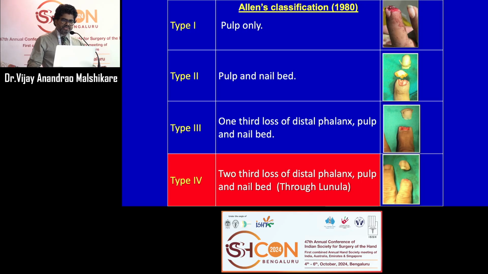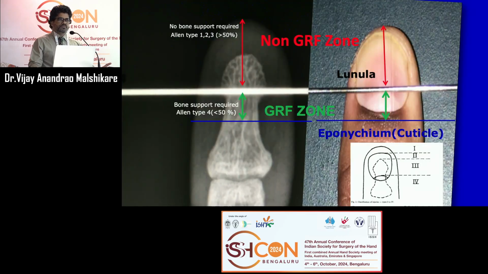Coming to the Allen classification, he classified it in 1980. We are interested in type 4 amputation, where there is loss of two-thirds of the distal phalanx and the pulp bed through the lunula. Now the problem is, he says through the lunula, but when you put a K-wire on the lunula, where does it end? In the diagram in his original paper, he has shown it lower down. That's why his results for the third and fourth types were horrible compared with the first and second.